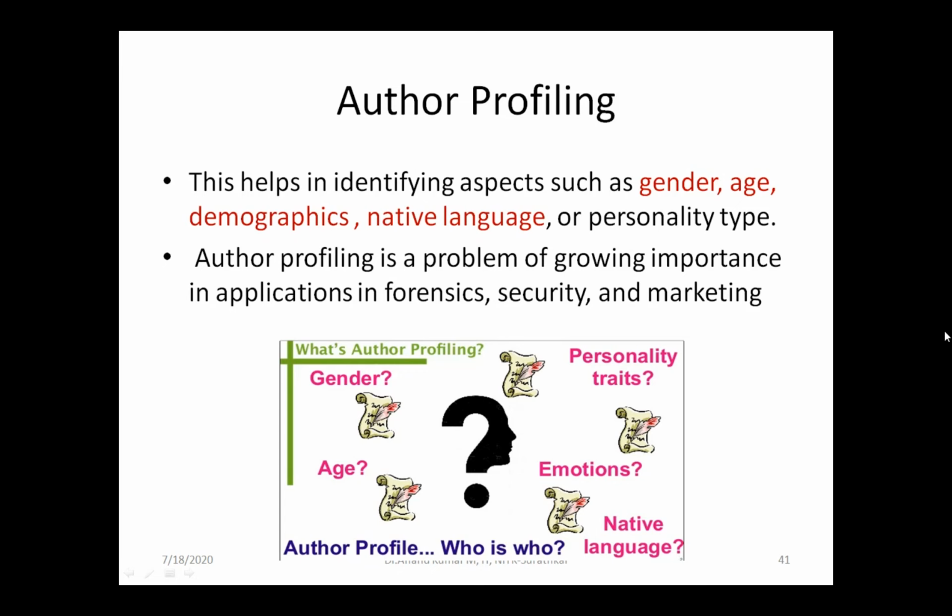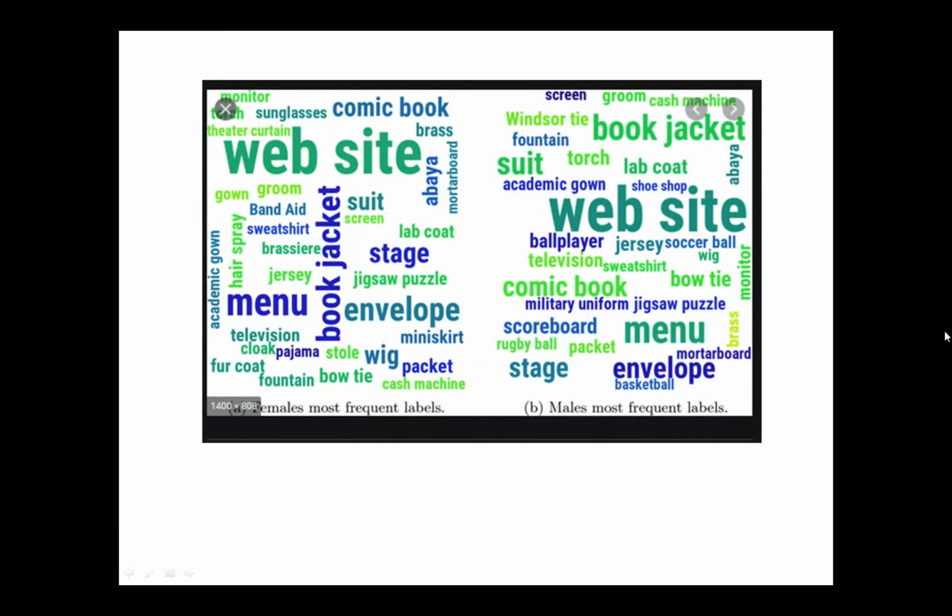So, clues are there to identify that. This is an important application in forensics, security, and marketing. You can see the male words and then the female words. The right side are the male words. A scoreboard is there; it's very difficult to find a scoreboard in the female words. Yeah, scoreboard is not there.